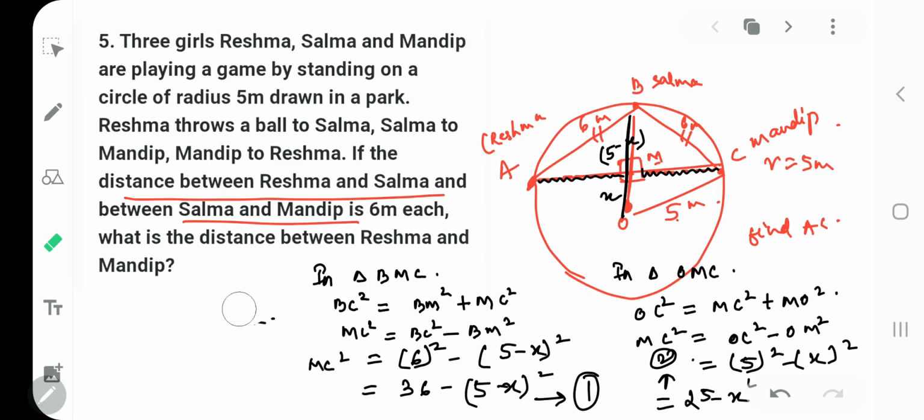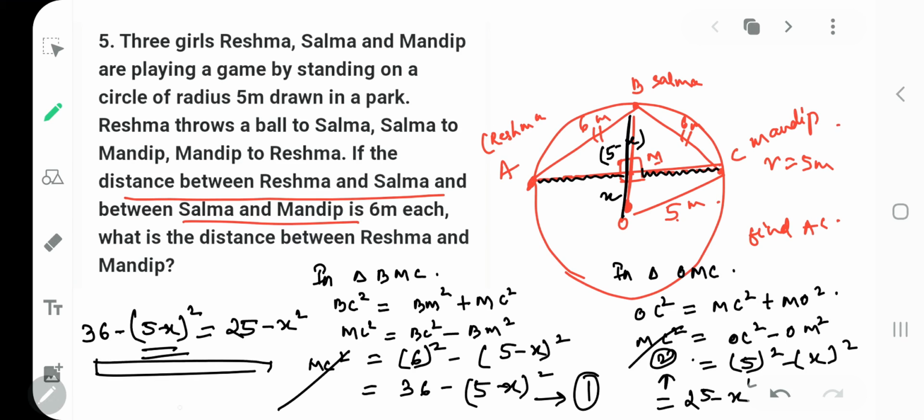From equation number 1 and 2, you can notice that your left hand sides are equal, MC square, so will the right hand side be. So 36 minus (5 minus X) the whole square is equal to 25 minus X square. You have to open up this bracket by using the identity (A minus B) the whole square, and when you solve this linear equation, you will get the value of X.